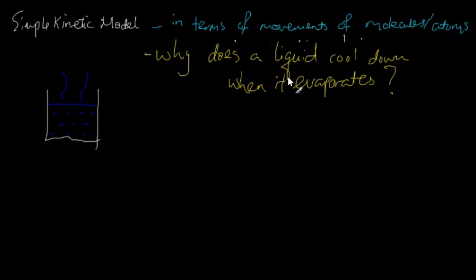Now the short answer is that you need energy for the liquid to change into a vapor, just like when you boil water. So if the liquid just evaporates, it has to take the heat from itself or from the surrounding. So that's why the liquid cools down. But what actually happens? How does this happen in terms of the movements of the molecules and atoms?